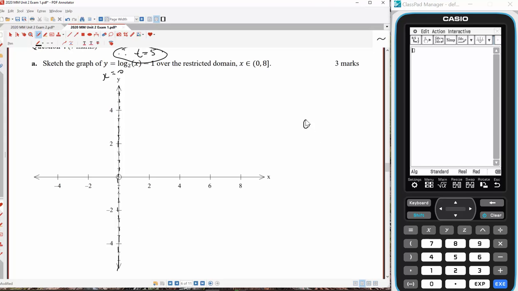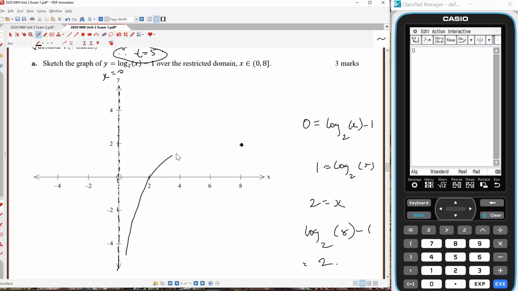Let's solve it. So 0 equals log 2x, take 1. 1 equals log 2x, 2 to the 1 is 2 equals x. So there's our x-intercept there, and we want it to terminate at 8. So log 2, 8, take 1: 2 raised to what power gives me an answer of 8? That's going to be 3. 3 take 1 is 2. So this is where it terminates and it's included. All right, so let's see if we can graph this.